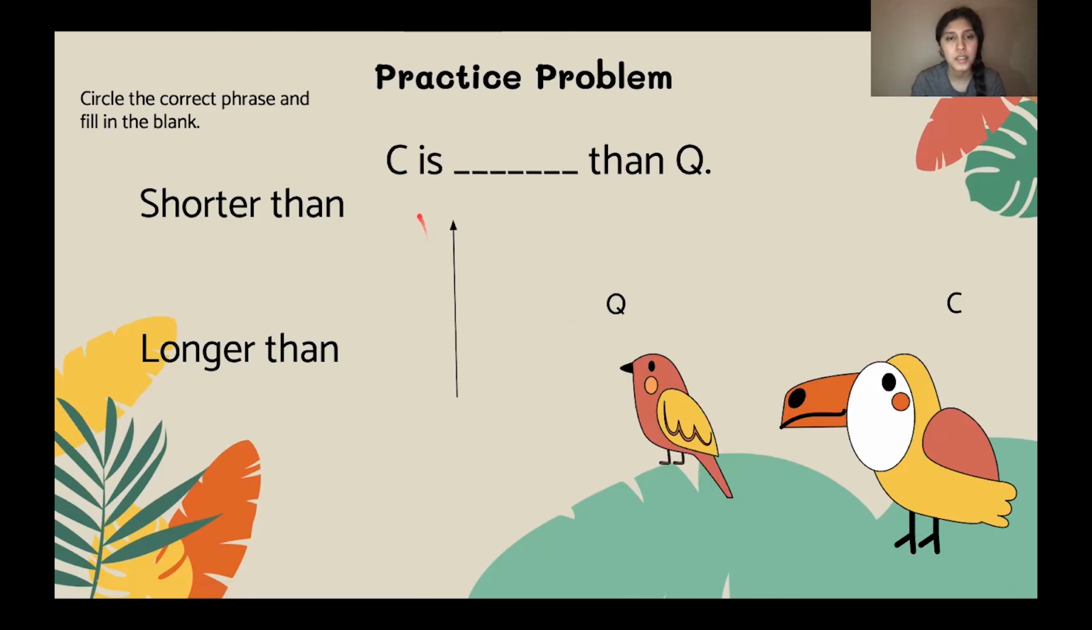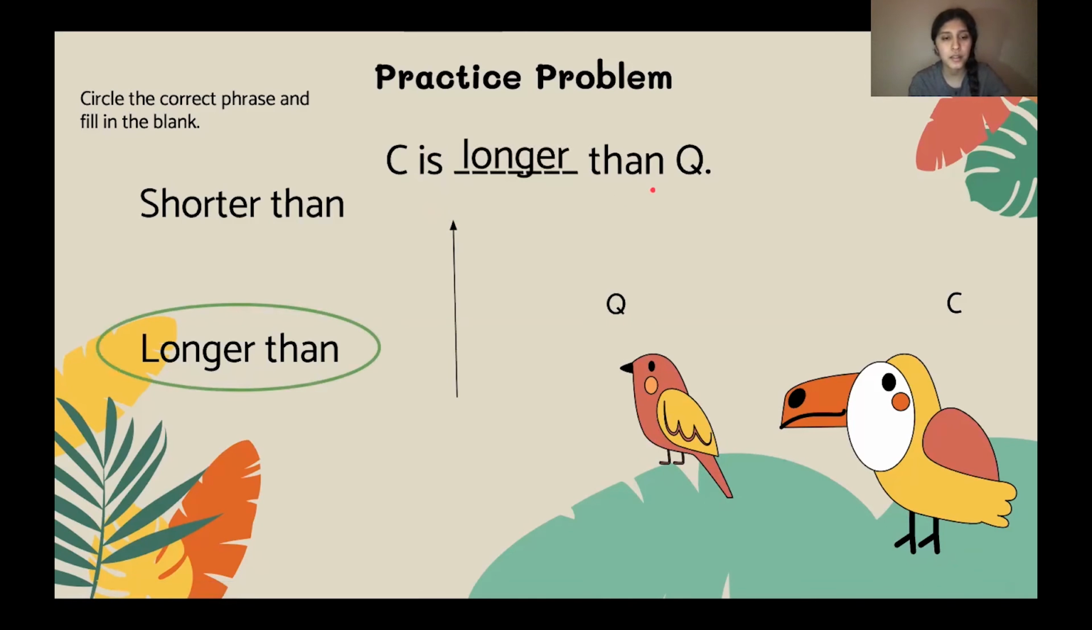So here's C. They look like they're on the same level from the head. They start at the same level, but we can see right here that C's feet are all the way at the bottom right here, and Q's feet are right here. So it ends right there, and it ends right here. So I can see that C is longer than Q. So C is longer than Q.